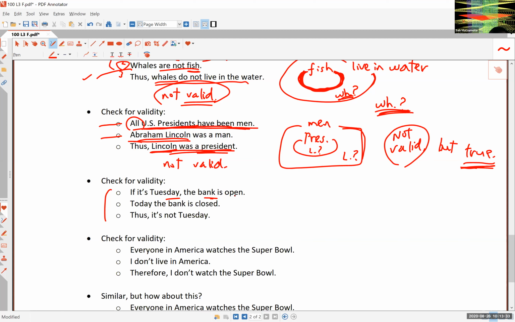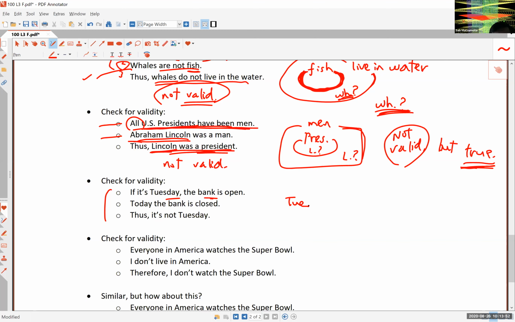If it's Tuesday, the bank is open. And you have no idea what I'm talking about, but you can still check for the validity of an argument. That's an amazing thing about this, because validity is a logical structure and it is independent of the semantics, okay? All right, so let's try to analyze this by drawing pictures.